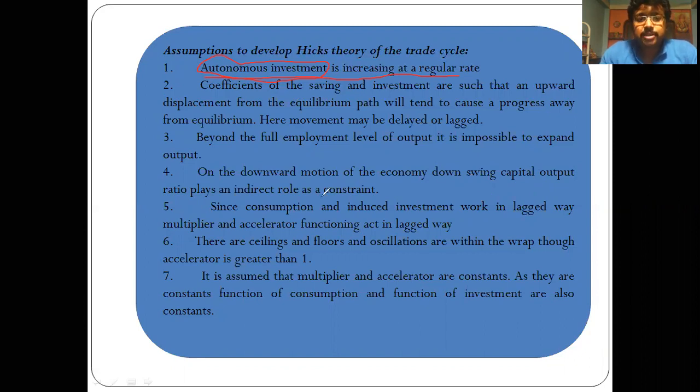The third assumption is that beyond the full employment level of output, it is impossible to expand output. Beyond the full employment level, it is impossible to produce further because total resources are exhausted. The fourth one is that on the downward motion of the economy, in the downswing, the capital output ratio plays an indirect role as a constraint.